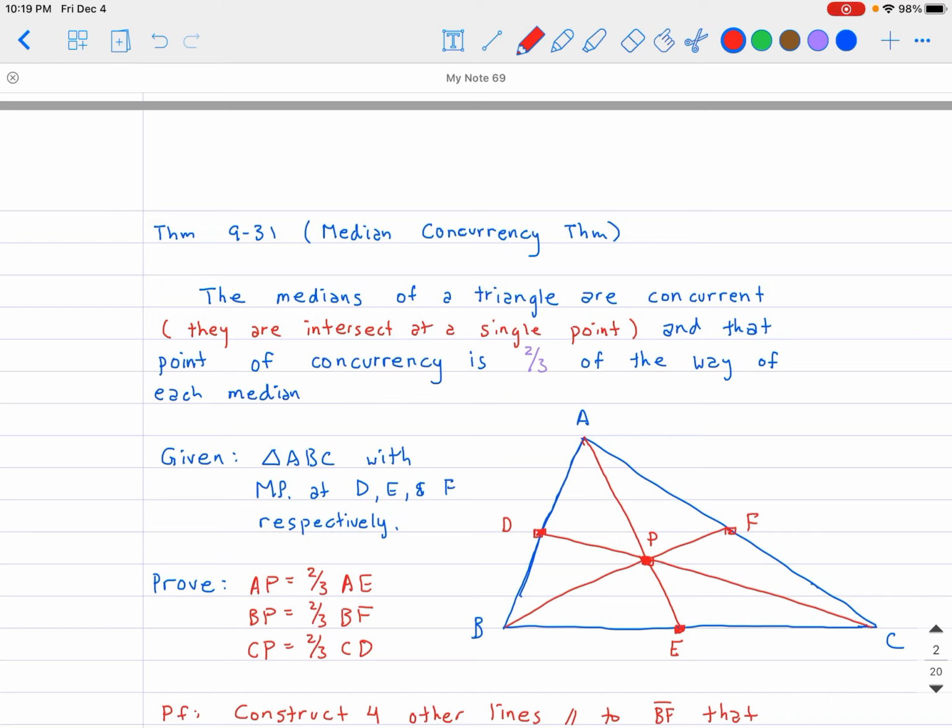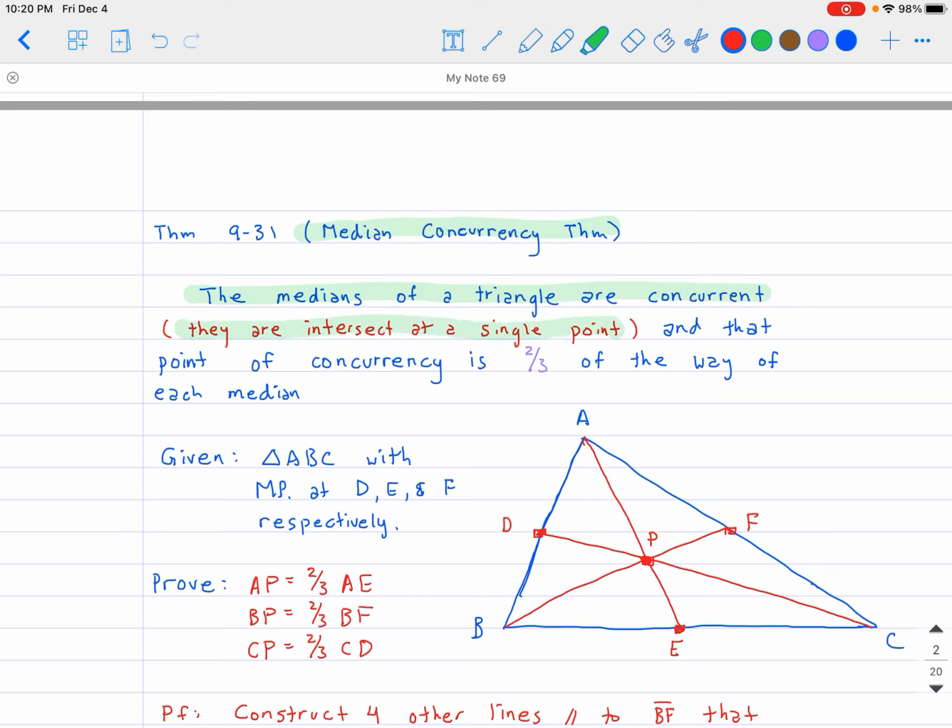And this one is actually pretty interesting because it actually opens the door to physics, which we'll talk about in just a little bit. Okay, so this is what is known as the median concurrency theorem. First of all, let me go ahead and read the theorem itself. It says the medians of a triangle are concurrent. And what that means is that they all intersect at a single point.